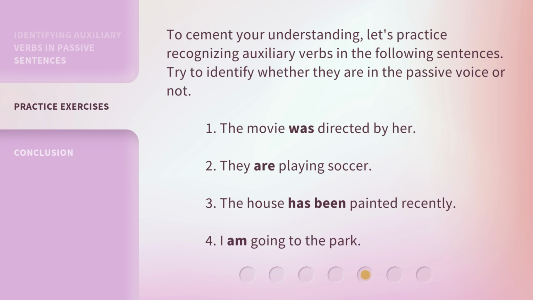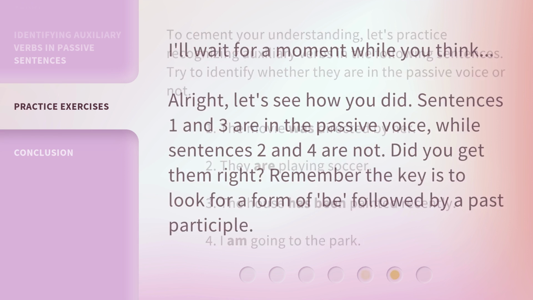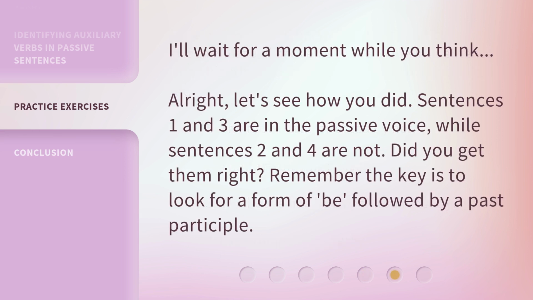To cement your understanding, let's practice recognizing auxiliary verbs in the following sentences. Try to identify whether they are in the passive voice or not. 1. The movie was directed by her. 2. They are playing soccer. 3. The house has been painted recently. 4. I am going to the park. I'll wait for a moment while you think.